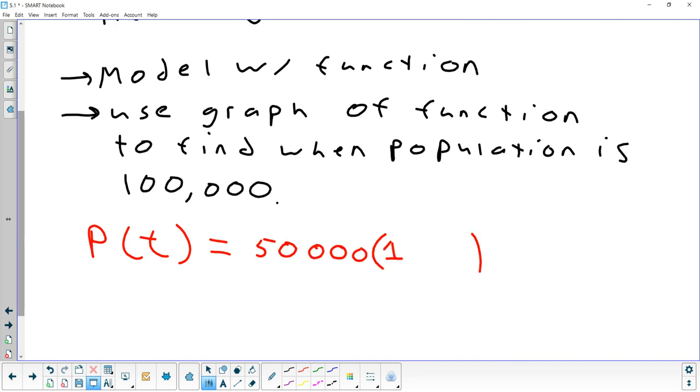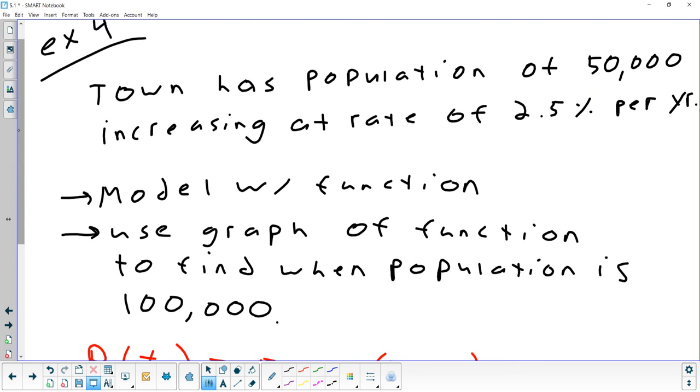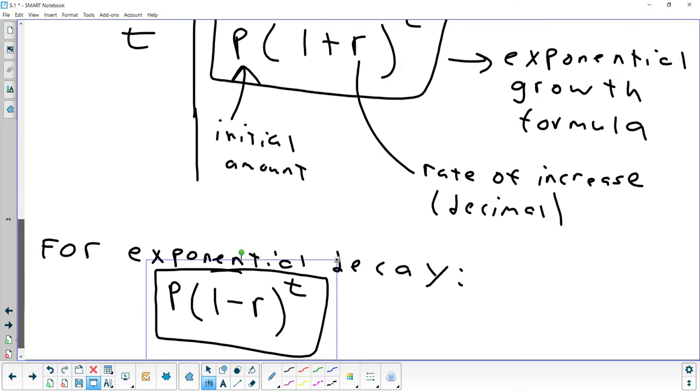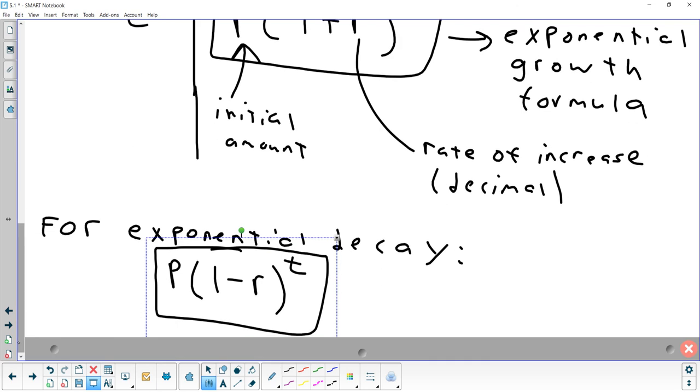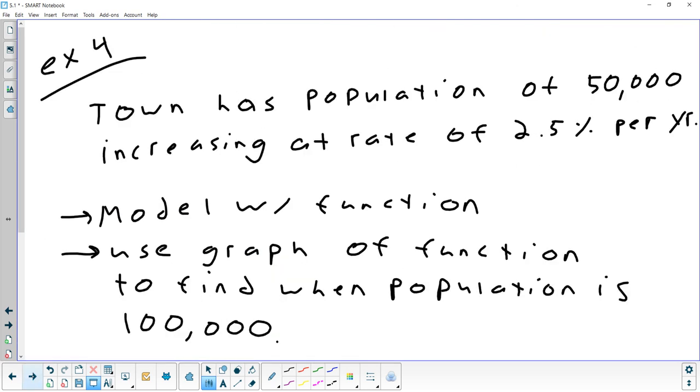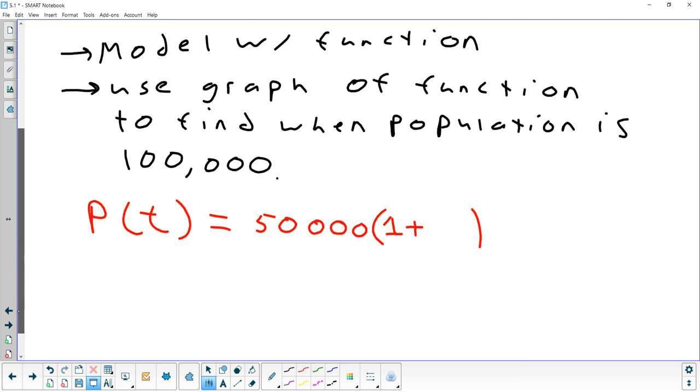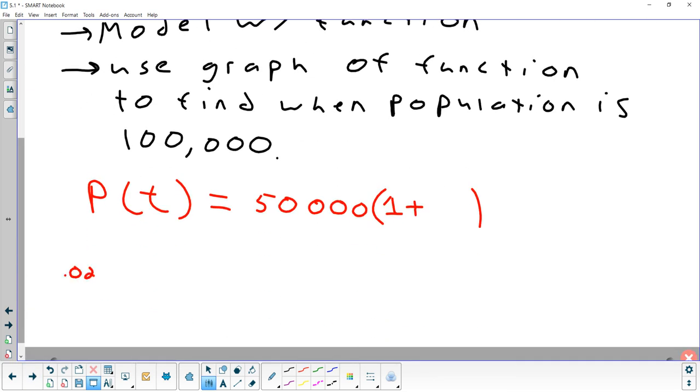Times 1 plus r. R is my rate. Now remember what I said about the rate. The rate always has to be a decimal. It's 2.5%. What would that be, Caleb? 0.025. And what's the last thing that we need to put near the parentheses to make this an exponential growth formula, John? To the power of t.